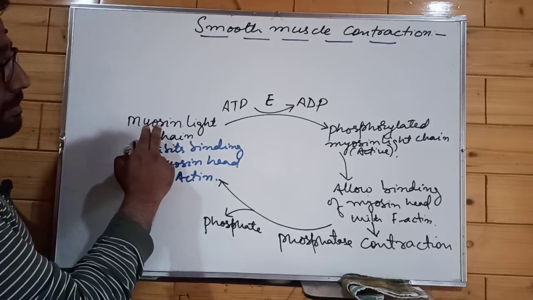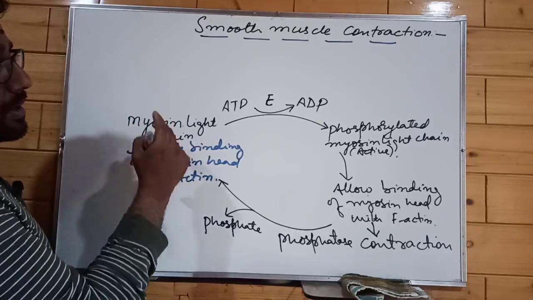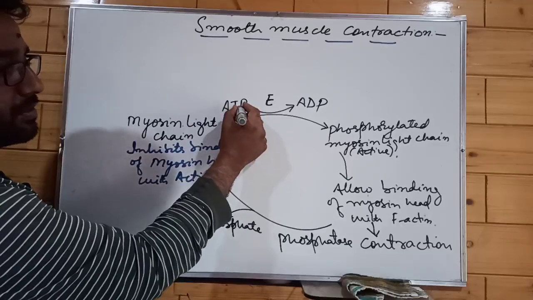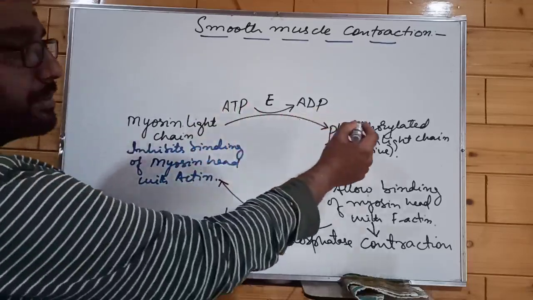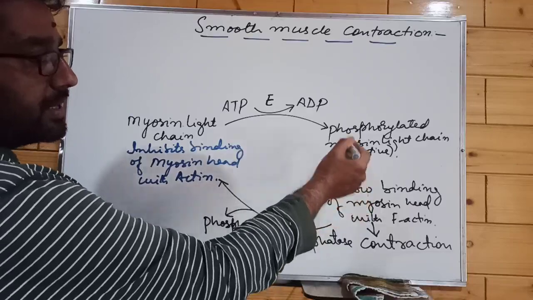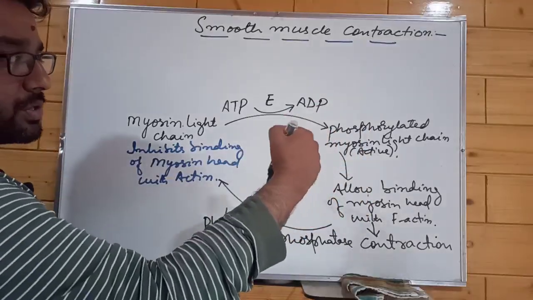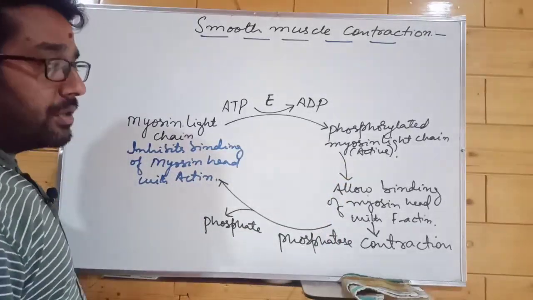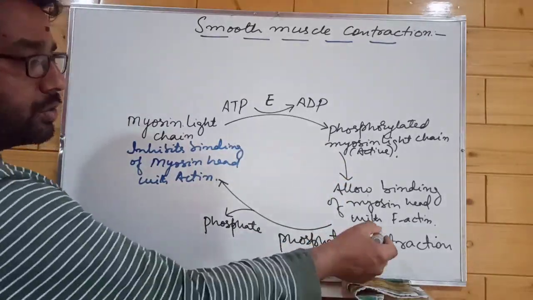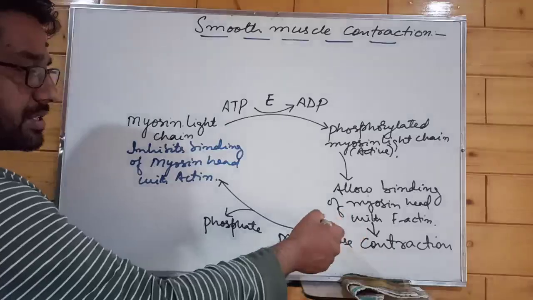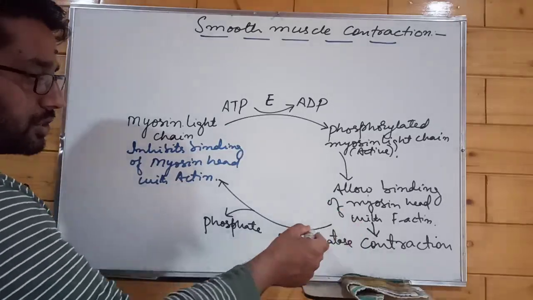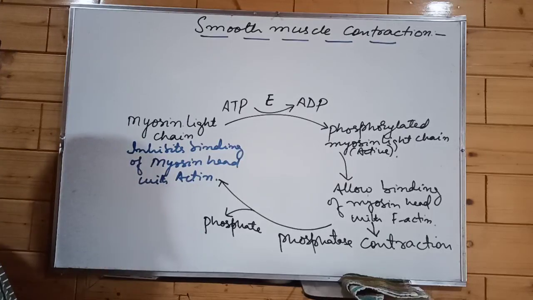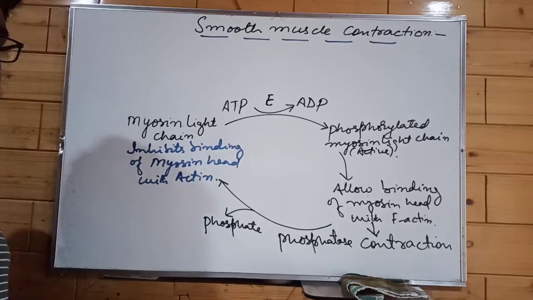So in short, once myosin light chain is phosphorylated, with ATP as the phosphate donor here, this phosphorylated myosin light chain will allow the binding of the myosin head with the actin. Once the binding occurs, there is a sliding, and that is called contraction. And once the contraction is done, this phosphate is removed again by an enzyme called phosphatase. This is the core concept of the smooth muscle contraction.